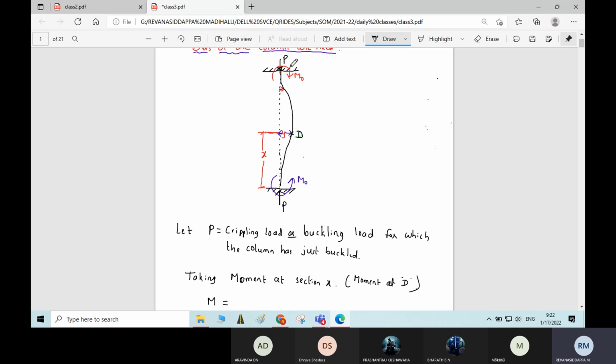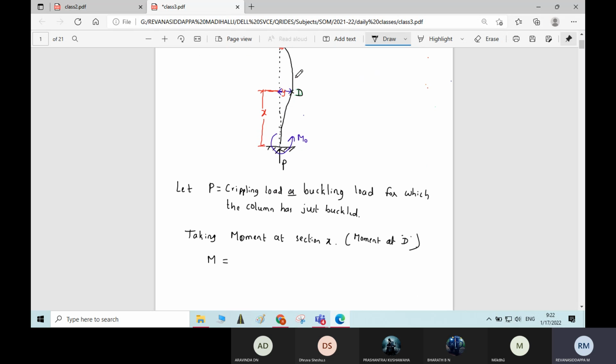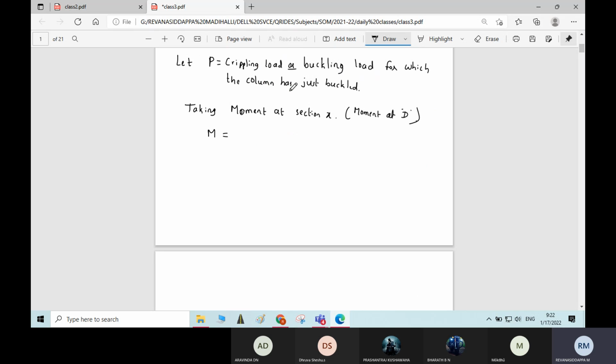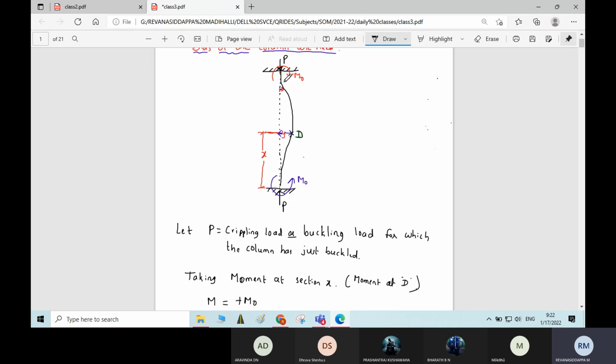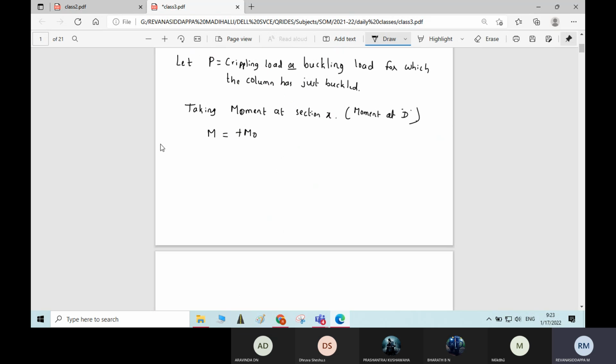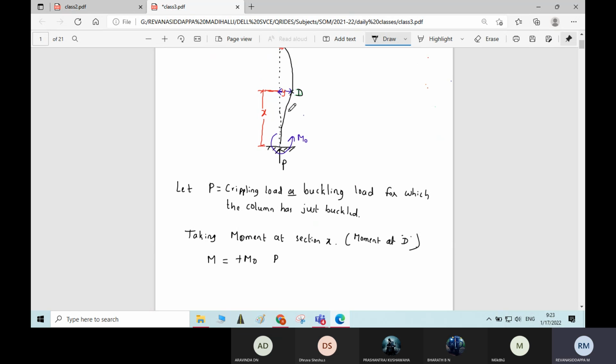So here we follow the same procedure to avoid confusions. Here we have a clockwise moment, that is plus M naught. Clockwise means plus M naught. Then we have a crippling load or the buckling force P. We have to take moment of that force P as well about point D. What is moment? Force into perpendicular distance. Force is P. What is the perpendicular distance, students?